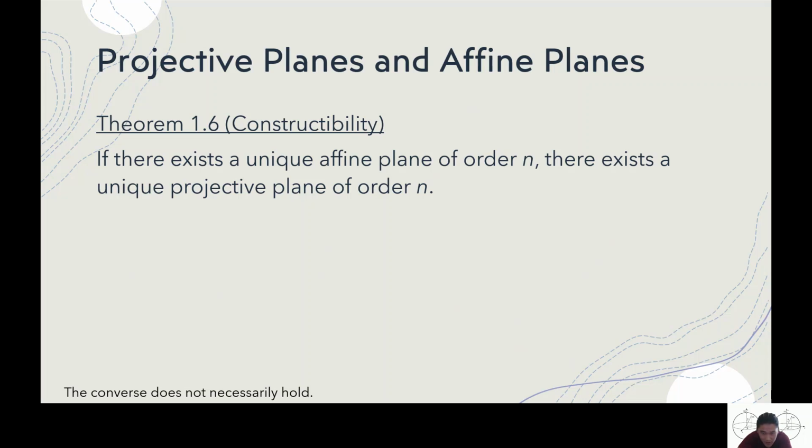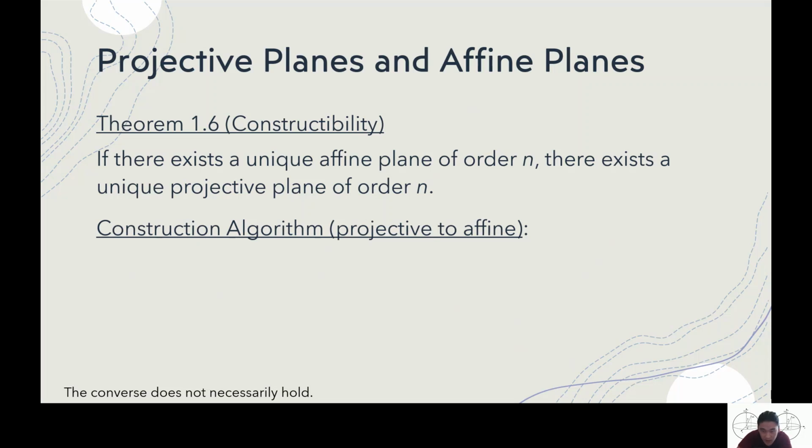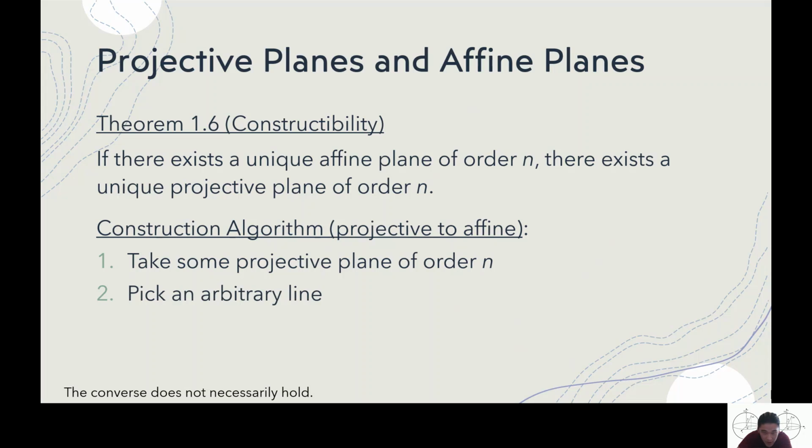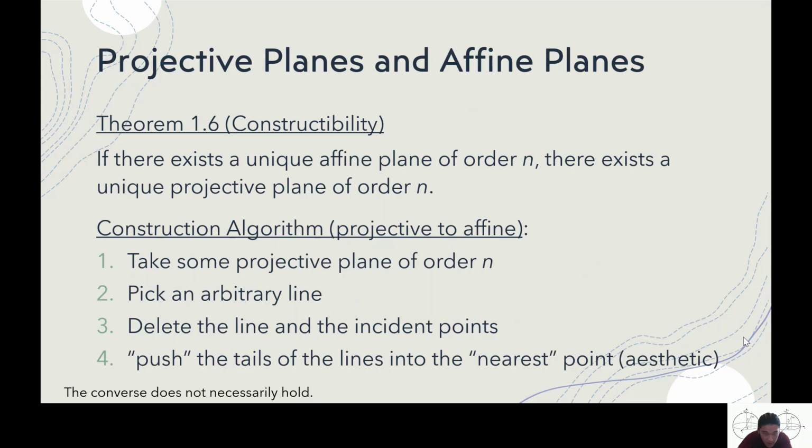So you might ask, well, Daniel, how the heck do we do this construction? Here's the algorithm. First, we'll take some projective plane of order n. Then in the plane, we'll pick an arbitrary line. Recall that the projective plane is extremely symmetric, so it really doesn't matter which line we pick. We'll delete its incident points, and then for aesthetic purposes, we can push the tails of the lines into the nearest point. And that should make us an affine plane.